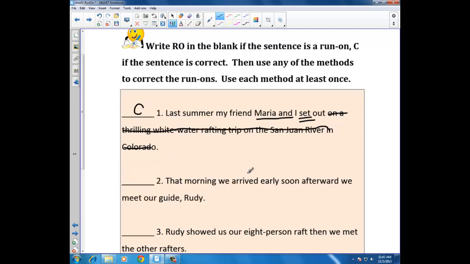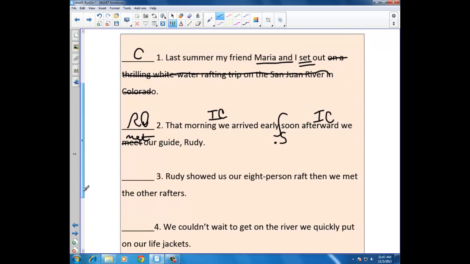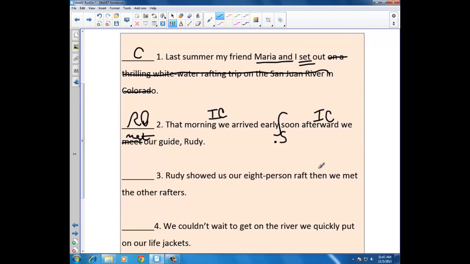That morning we arrived early. Soon afterward, we met our guide, Rudy. That morning we arrived early. Independent clause. Soon afterward, we met our guide, Rudy. Independent clause. I believe the best way probably to do this is to put a period, capital S, and correct the run-on. Rudy showed us our 8-person raft. Then we met the other rafters.